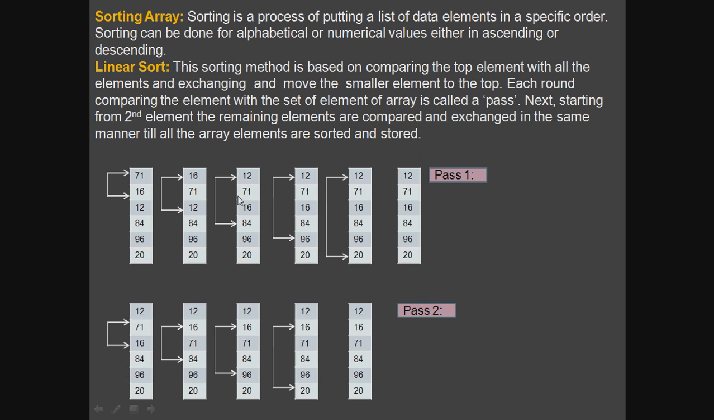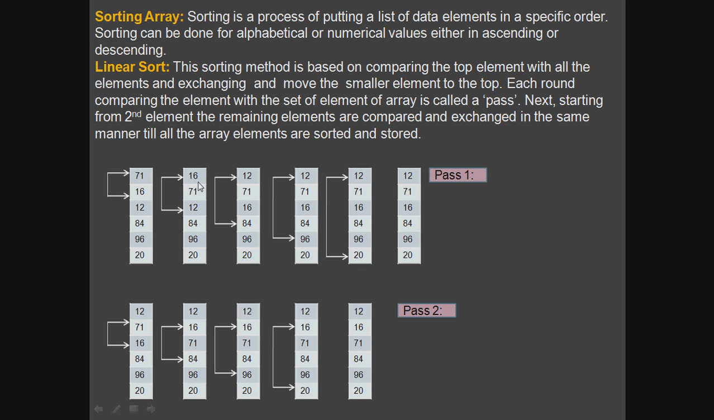Now see this diagram here. You can see that the values stored in the array are not in a sorted format, neither ascending nor descending. Now what happens in linear sort is, starting from the top element, the top element is compared with its adjacent element, the next neighbor. So 71 is compared with 16. Since 16 is smaller than 71, 16 takes the place of 71, and 71 takes the place of 16. You can see that here.